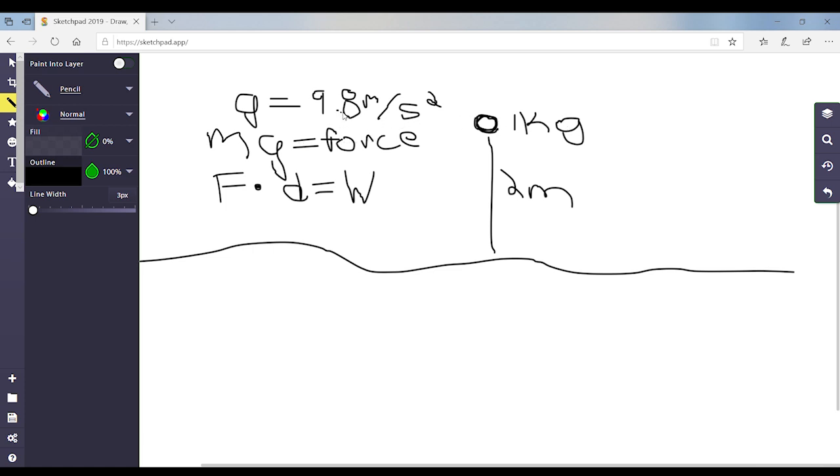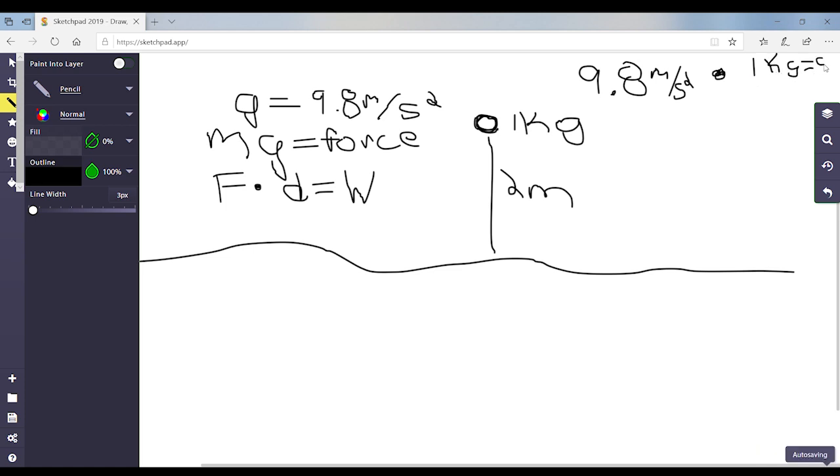So let's just calculate force first. We know it's going to be 9.8 meters per second squared, which again is just an acceleration downwards. That's why we can use it in that equation for force. We can multiply 9.8 meters per second squared by 1 kilogram, right? Because that's the mass.